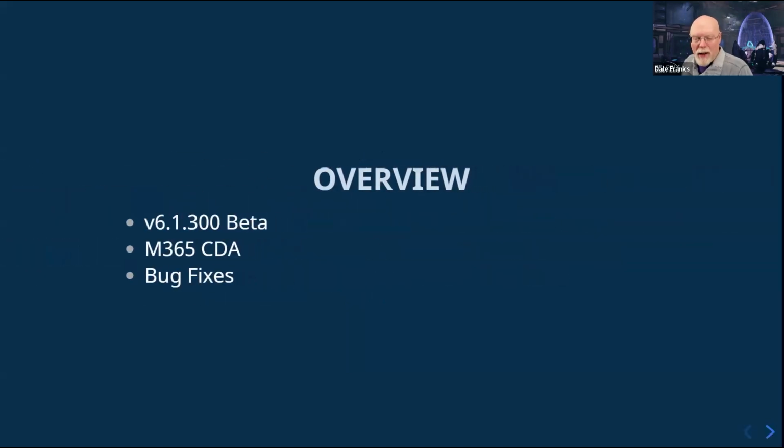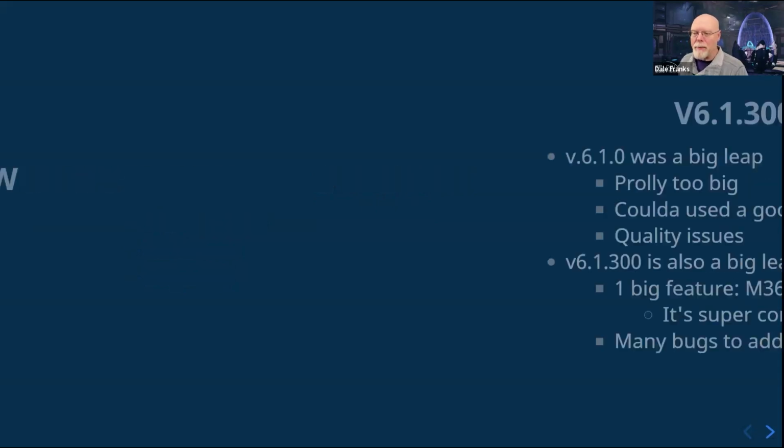So this month, we are going to talk about three things. We're going to talk about the version 6.1.300 beta program, which is basically starting today. We're going to talk about the new feature that we have added to the product, the collaborative documents authoring using what is now called Microsoft 365. Gotta love Microsoft just deciding to change the names of things willy-nilly. And we'll talk about some extra bug fixes that we've covered over the past month.